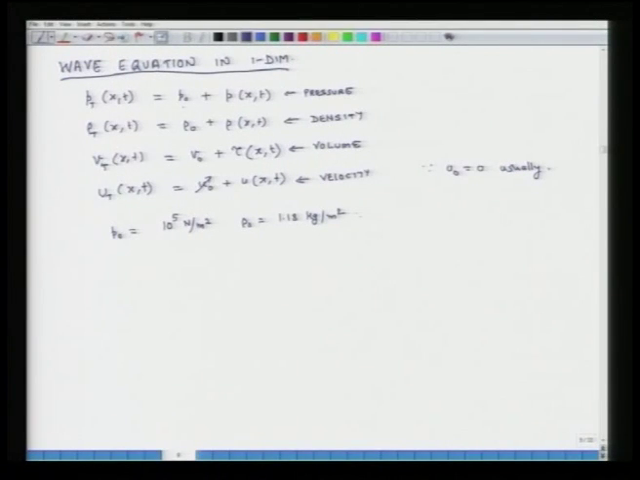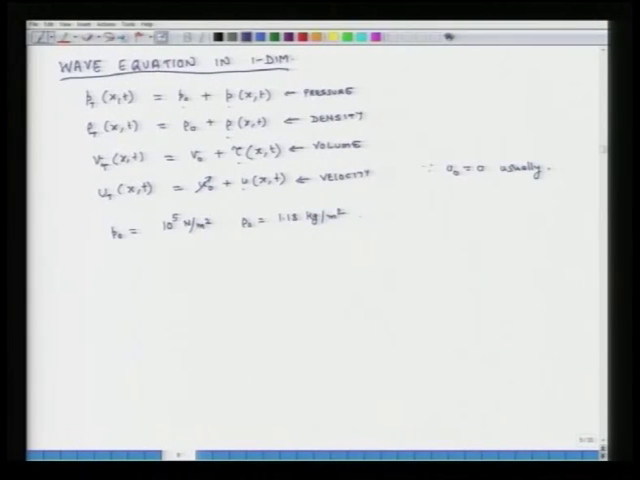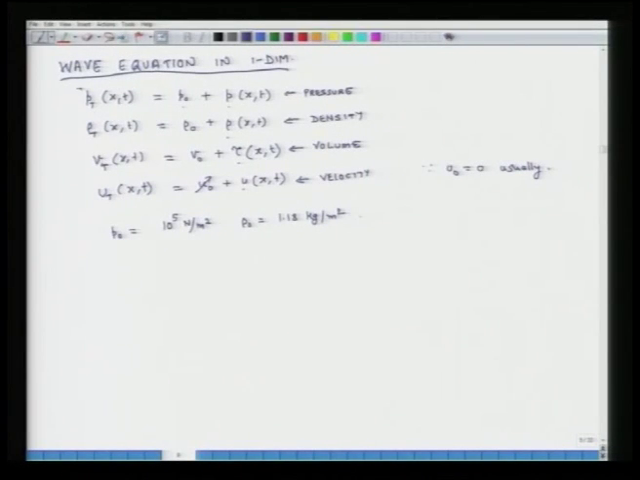So, once again, p naught, rho naught, v naught, and u naught, which is 0 in this case, are my initial values of pressure, density, volume and velocity, while p, rho, tau and u are my incremental values for pressure, density, volume and velocity. And when I add these two up, the initial value and the incremental value, I get final values, which are designated by a subscript t. So, this is how I am going to frame my problem. What I am interested in knowing is, how are p, rho, tau, u all interrelated?